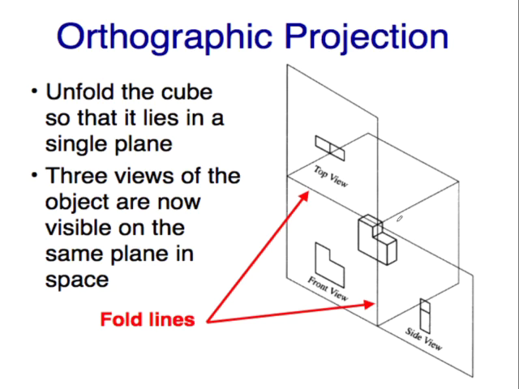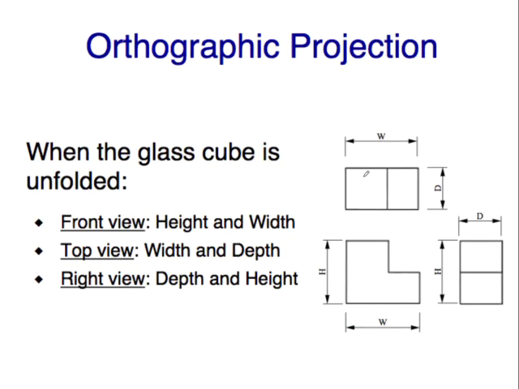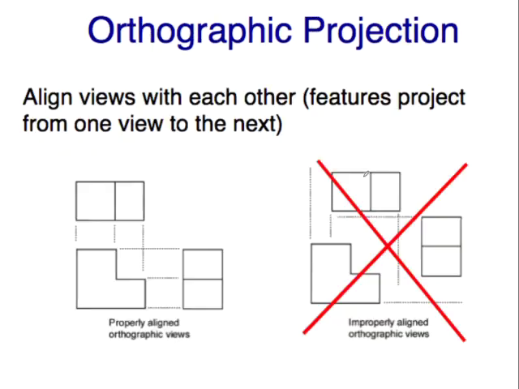If you can imagine now our box, if you took this lid and folded it up this way, and the side view folded out this way, these are the three standard views that we see in the same plane in space. So we're taking that three-dimensional object and unfolding our box a bit. When the glass cube's unfolded, you get the front view, the top view, and the right view with depth and height.